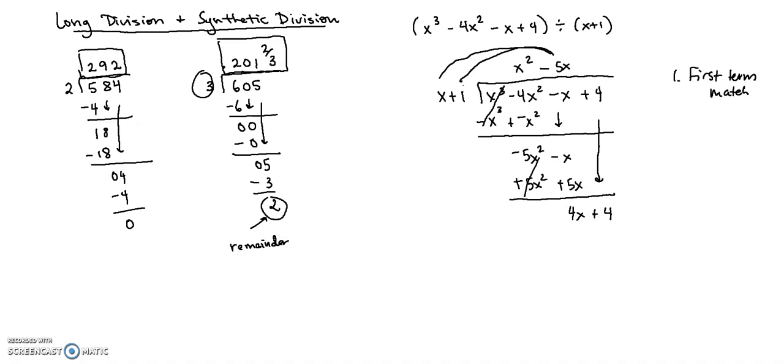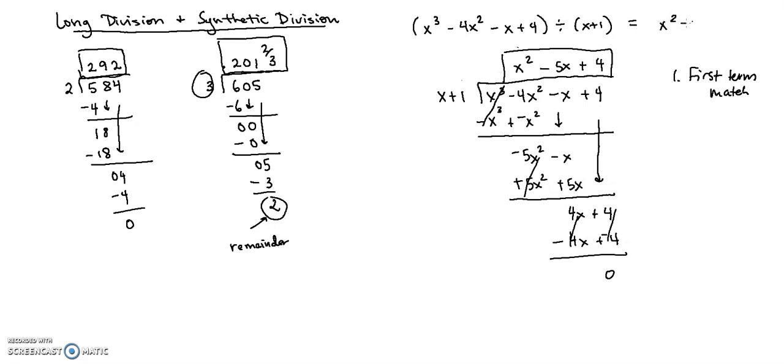So now I've got 4x plus 4. Now to get the first terms to match, I need to multiply by 4. So multiply by 4, I'm going to get 4x plus 4. And then I subtract. Okay, everything cancels out. I'm left with 0, which is good because I've got nothing left to bring down. And so this is my final answer. X squared minus 5x plus 4 is my final answer.